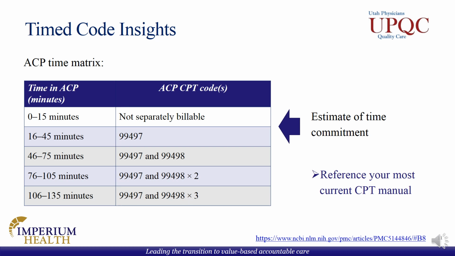And if you reach minute 46, you'll actually bill for both a 99497 and a 99498. If it happens to reach minute 76, you could bill for a second 99498. Just a reminder, a 99497 typically pays around $85, and a 99498 typically pays around $75. Now, I would always recommend that you reference your most current CPT manual, but this is pretty good information available to you.